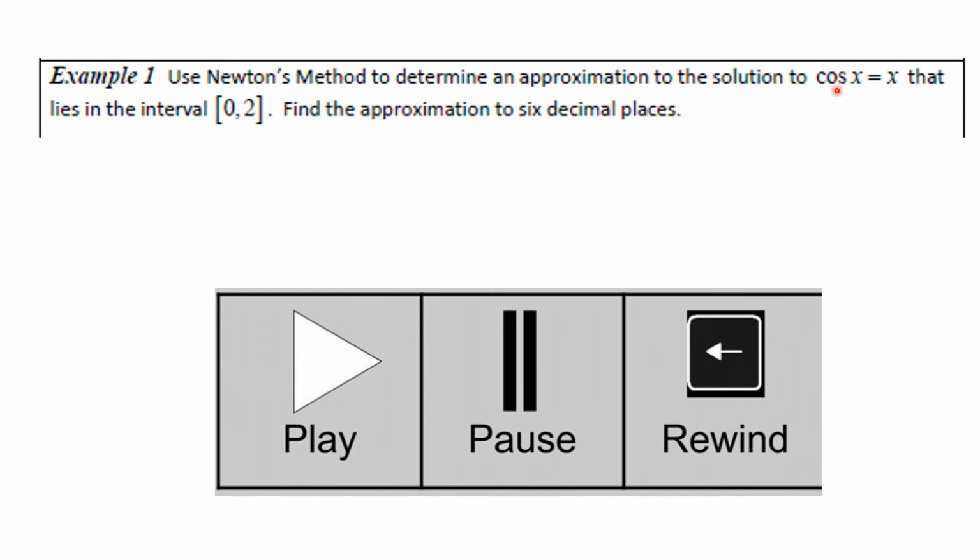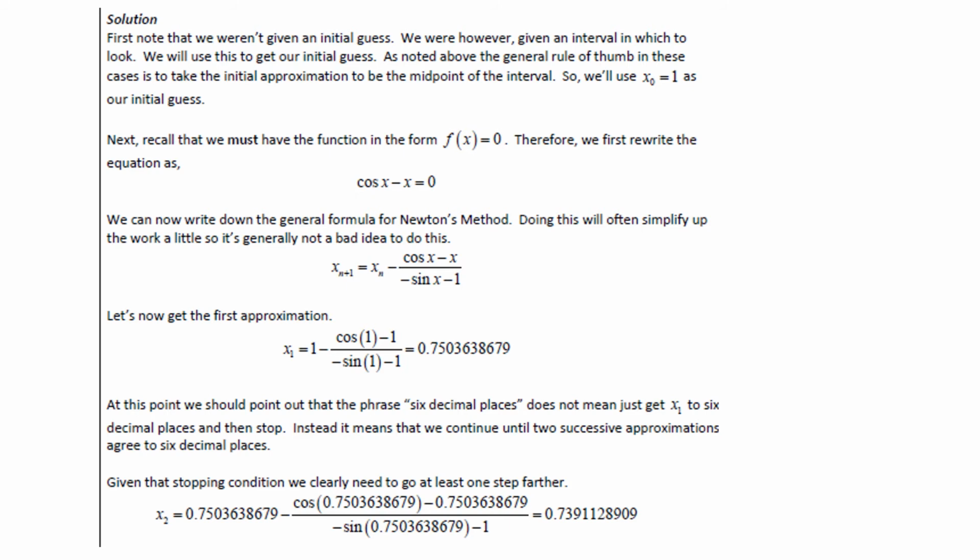The first thing we want to do is change this so this is f of x equaling 0. So instead of saying cosine x equal x, I'm going to say cosine x minus x equals 0. So that's the equation we're trying to solve, and we're trying to find a solution that lies between 0 and 2. So let's just begin. Since we know it's between 0 and 2, let's just guess that it's the midpoint. We weren't given any value for this, so we just say x0 equals 1. That's our initial guess.